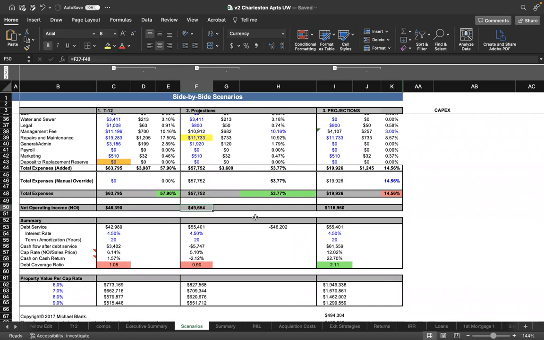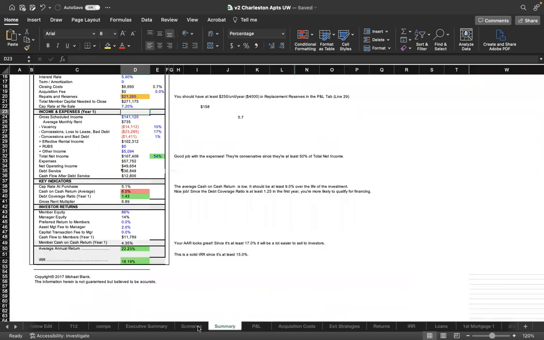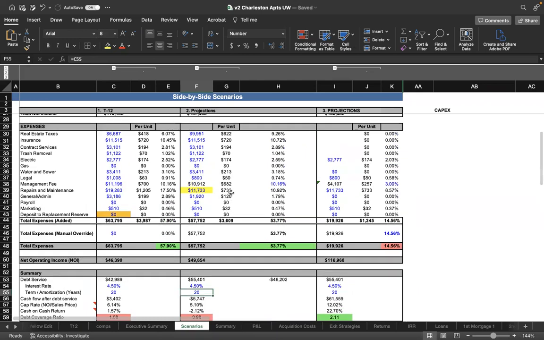That's $49,000. Just down here, we have the debt service. So our fixed interest rate is 4.5. The term is a 20-year amortization, and we have 18 months of IO. We've already gone 8 months into it, so I'm projecting 10 more months of interest-only payments. And that was the scenarios tab.